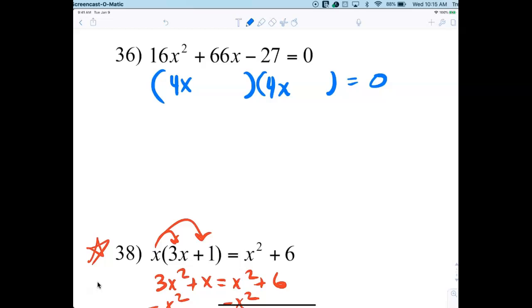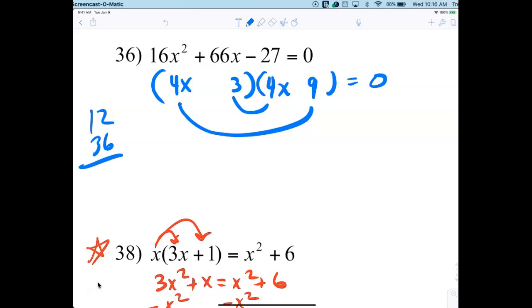All right. Now, what about 27? 3 and 9. So I'm just putting down 3 and 9. And I'm not even saying that is correct. So let's see if that's correct. How much is that? 12. How much is that? Does 12 and 36 make 66? No? So that's not it. Do you agree? So what are the only other factors of 27?